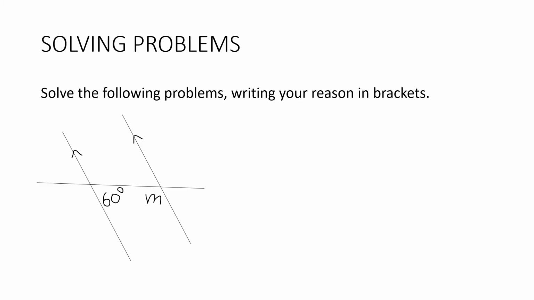Let's try one more. Okay, these ones are both inside the parallel lines and they're both on the same side. And we can actually tell that they're not going to be equal. Can you tell that? This one's acute, isn't it? This one's obtuse. So these are co-interior angles. And so M is going to be equal to 120 degrees. And there's our reason, co-interior angles in parallel lines.